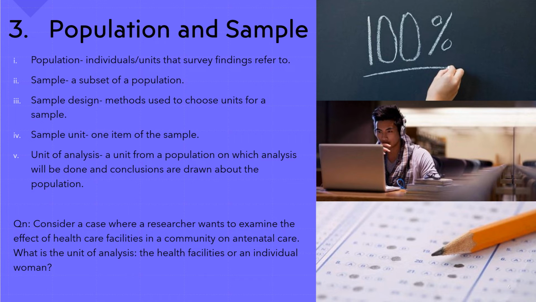And then we have unit of analysis. This is a unit from a population on which analysis will be done and conclusions are drawn about the population. While referring to a unit of analysis, there is a case that we can consider whereby if a researcher wants to examine the effects of healthcare facilities in a community on antenatal care, what can we describe as a unit of analysis? Is it the health facilities or an individual woman?